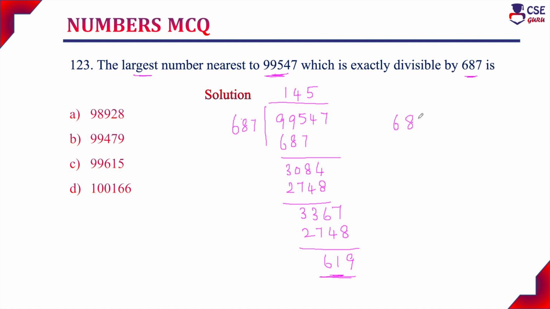Now subtract this remainder value from this divisor value. So the divisor value was 687 and the remainder we are getting here is 619. So we will get 68. If you add 68 to this number, then that sum is exactly divisible by 687. So we'll check it. 99547 plus 68.